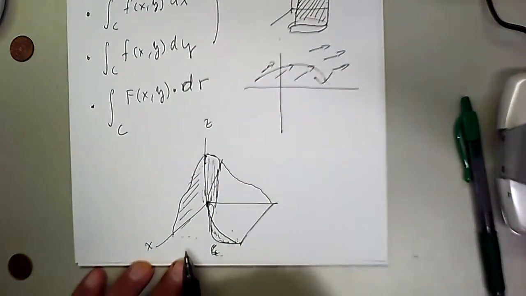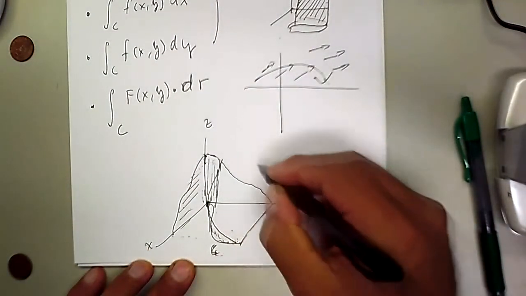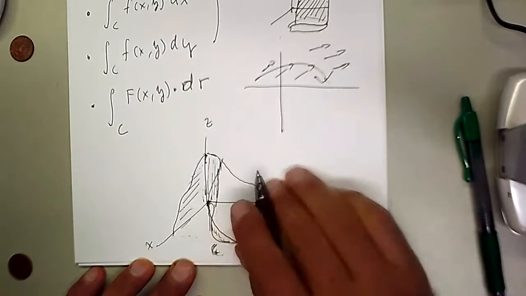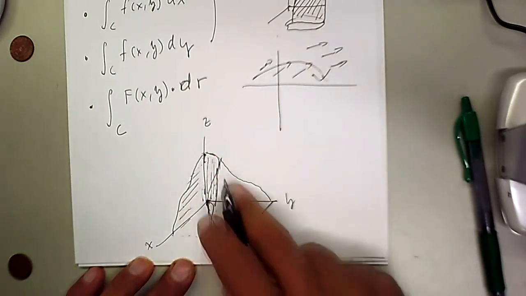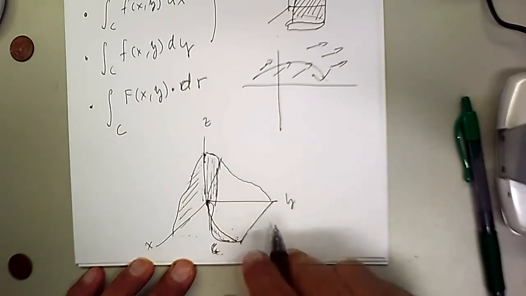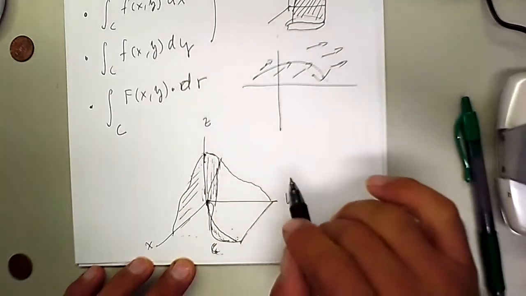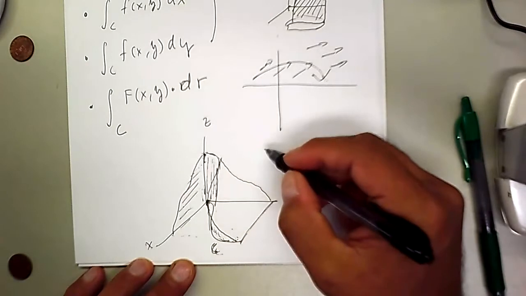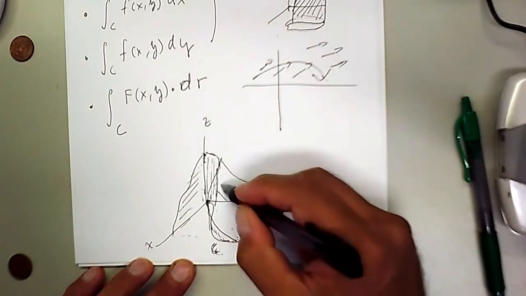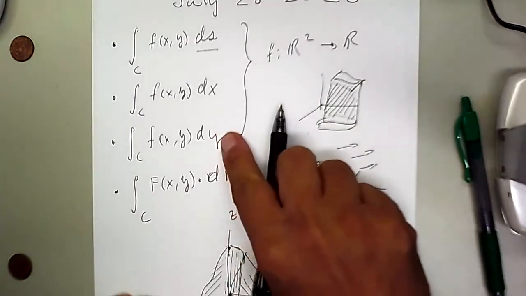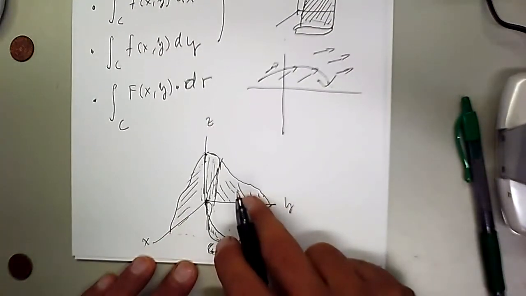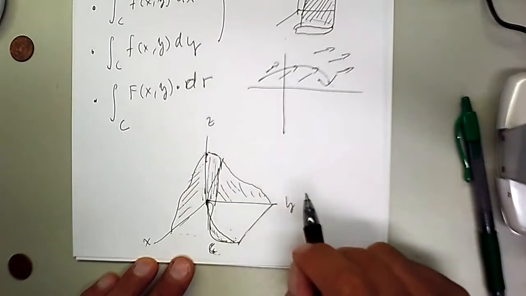So if we project against the YZ plane, this wall, it's a wall that diminishes down to nothing. If we project that onto the YZ plane, we're going to end up with another region. And this integral is going to give us the area of that region if we have a positive function.